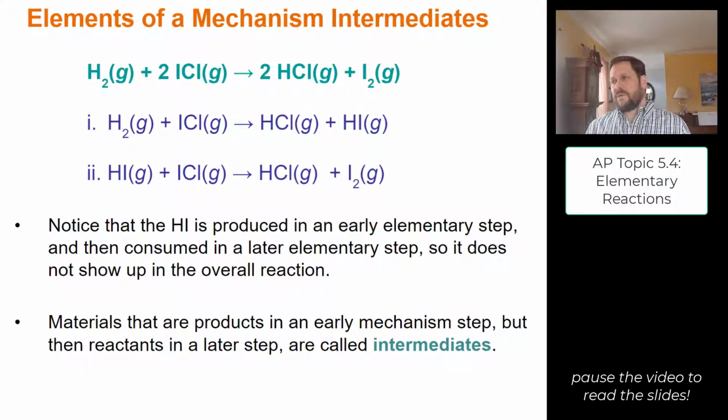Now, looking at those 2 steps, you might recognize that HI, hydroiodic acid, is not a reactant or a product in the overall reaction. We call something that's produced in an early step and then consumed in a later step an intermediate. And it's important that we recognize intermediates in reaction mechanisms. Those are materials, again, that are produced in an early step and then consumed in a later step. And in this case, HI is an intermediate.